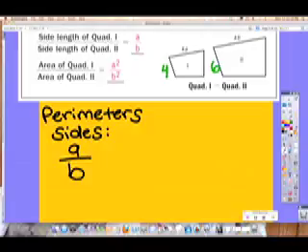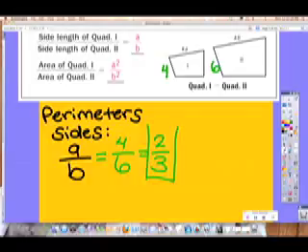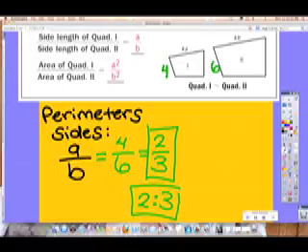Technically, you shouldn't leave it like that. Anybody? What do you think we should do? Yeah, 2/3. Always simplify. So the ratio of the perimeters would be 2/3. Would it be okay to write it like this? Yeah. Either one's a ratio. A ratio is comparing 2 numbers. Okay, so that's perimeters. For perimeters, you just use the sides. Because what do you use? Okay, you just use the sides.